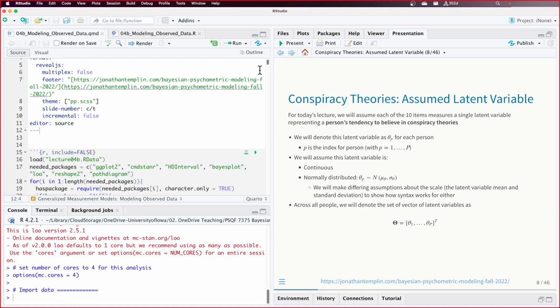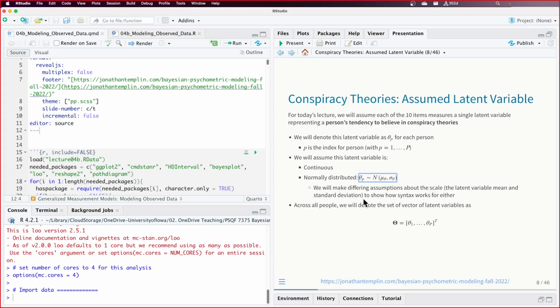So we're going to denote this latent variable with a theta p, like I've been doing through class. So theta is the score of the latent variable. P is a person index. And we will assume this latent variable is continuous. It is normally distributed. So this is the way I denote that. A normal has a mean, mu theta, and standard deviation, sigma theta. I'm using standard deviation there because remember, when you put a normal distribution in Stan, the second argument is the standard deviation, not the variance, right?